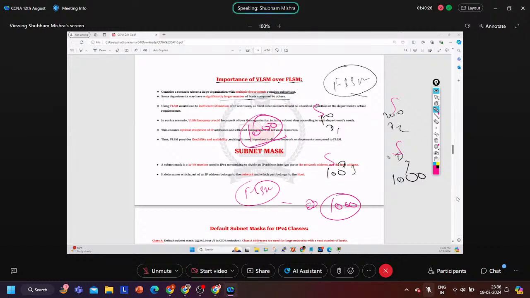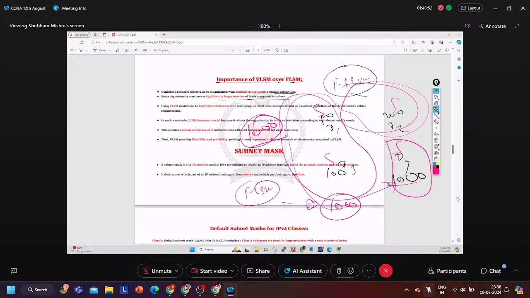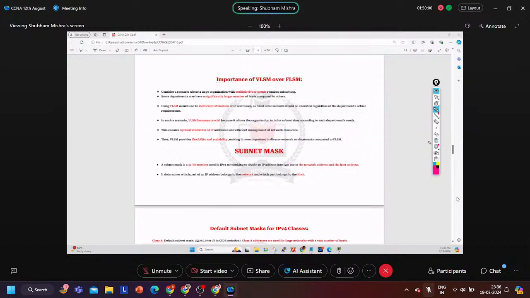It means if we are discussing department number 4, it has no problem because department number 4's exact requirement is 1000 and you are giving 1000. But here you are wasting lots of IP addresses. In these departments, if you are using FLSM, you are wasting lots of IP addresses. So to avoid this type of scenario, we have the concept of VLSM. I hope you understand. Clear? Tell me.